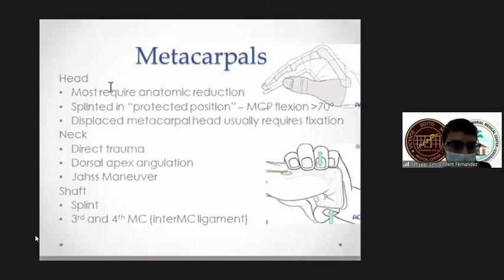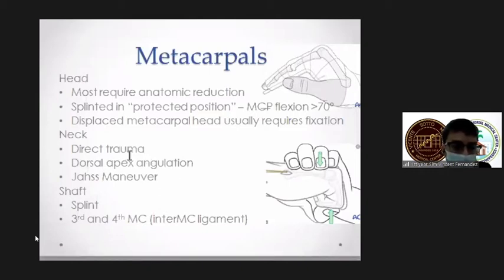For fractures in the head, it usually requires an anatomic reduction. It is splinted in a protected position, this one here, where your MCP joint is flexed at 70 degrees and raised at 30 degrees. And for a displaced metacarpal head, it usually requires fixation.